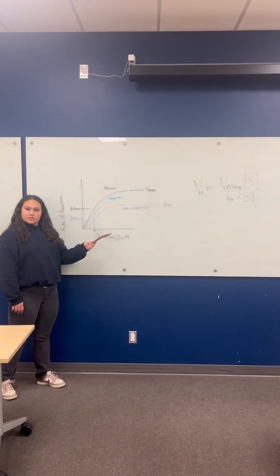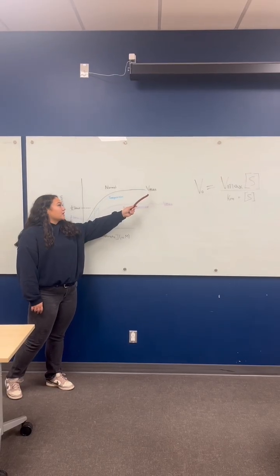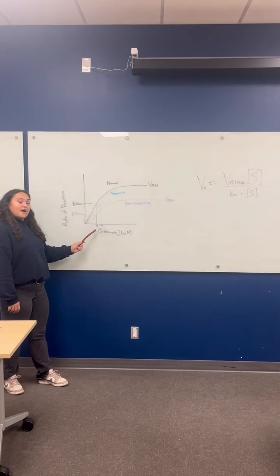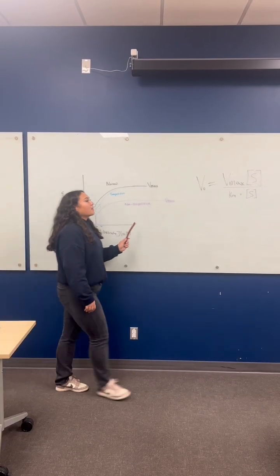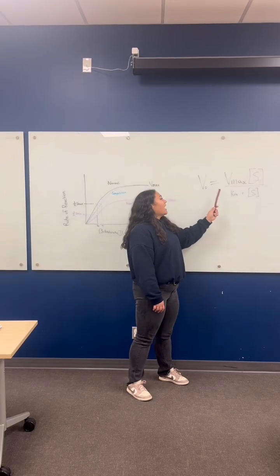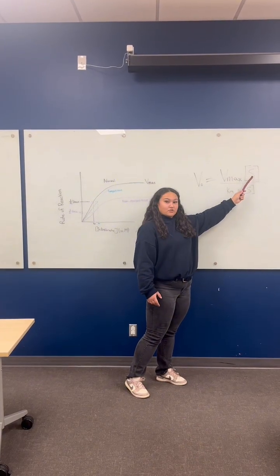Now, back to the graph. So we have our Vmax, which is from experimental value, and we can extrapolate our half Vmax and draw a line and get our Km value. From there, we can plug it into this equation, our Vmax, our Km, and we can get our velocity at any given time for a certain substrate concentration. And now you know what the Michaelis-Menten equation is.